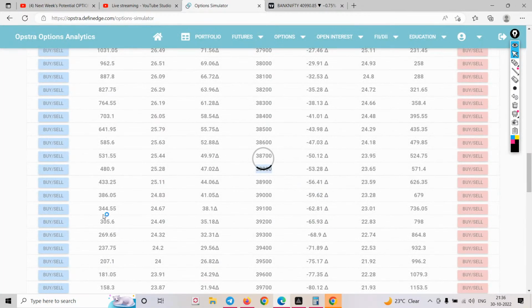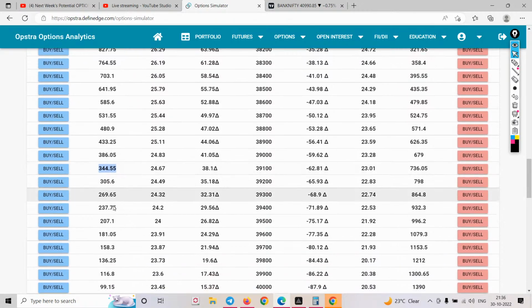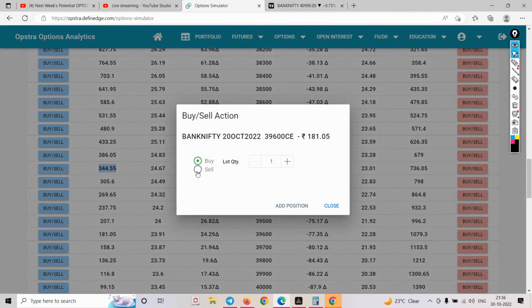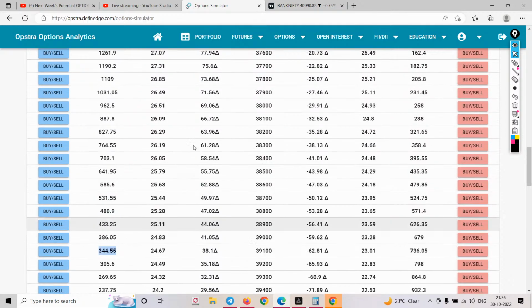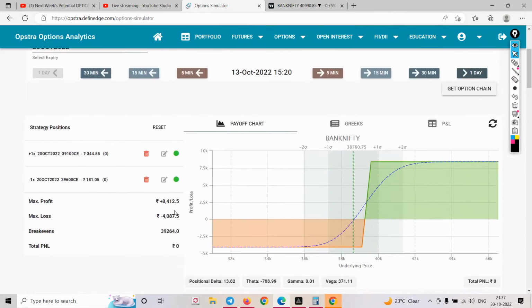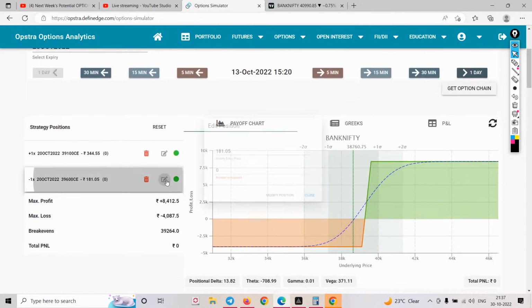I'm just deploying the butterfly, a directional butterfly. This is what I bought. Now I'll go for a 500 strike difference: 1, 2, 3, 4, 5. I'll sell this 2 quantity. Sorry, again I've made a mistake. I've sold only 1. This is the biggest pain in Opstra. I cannot change the quantity here. Again, what you have to do.